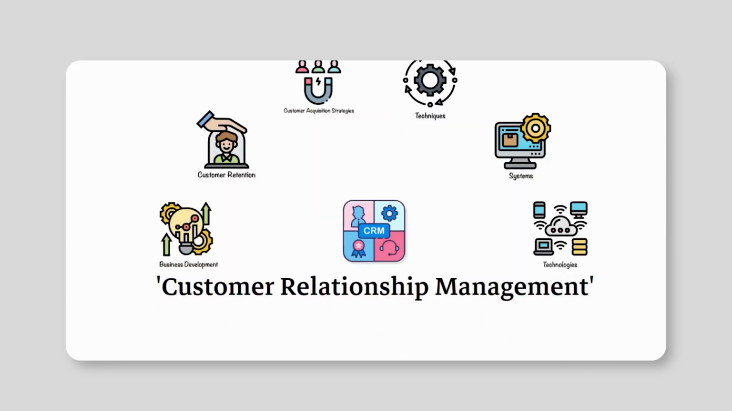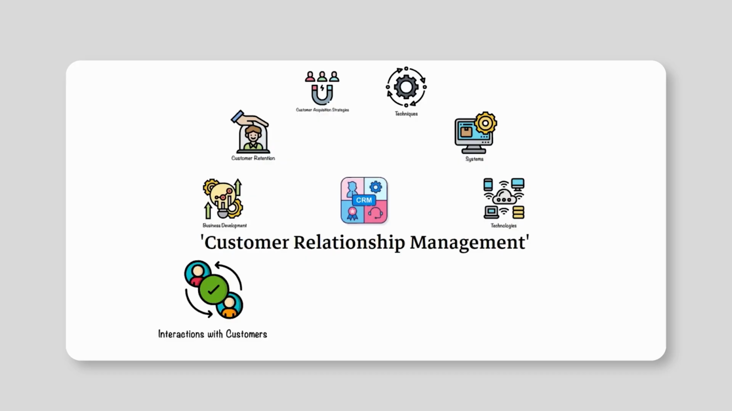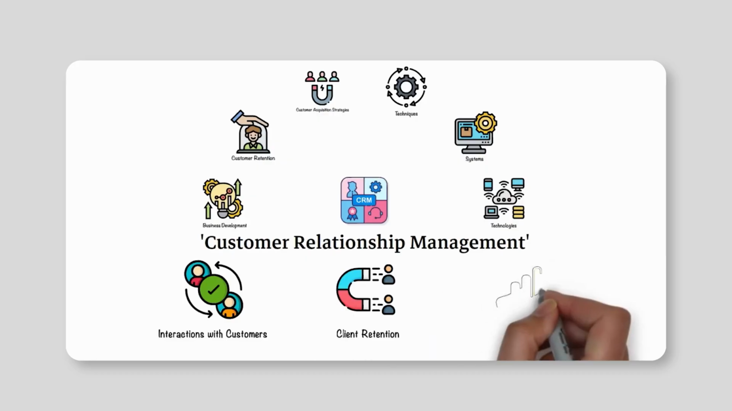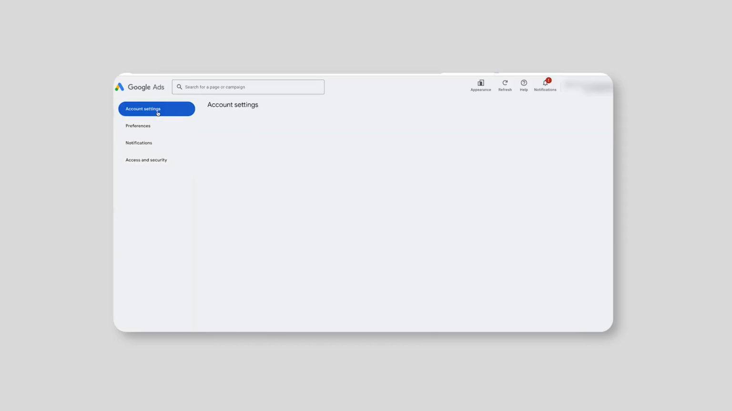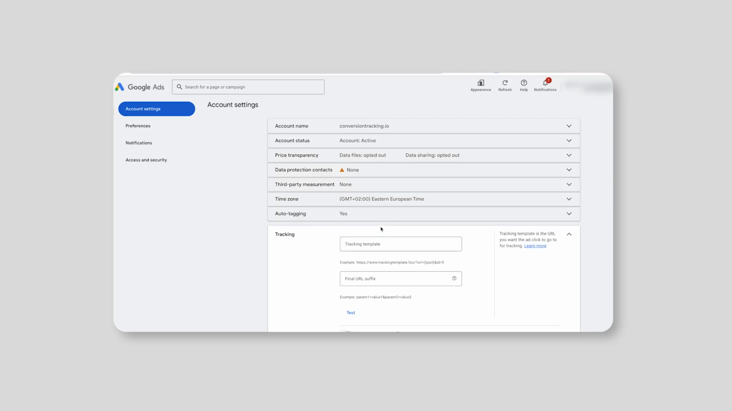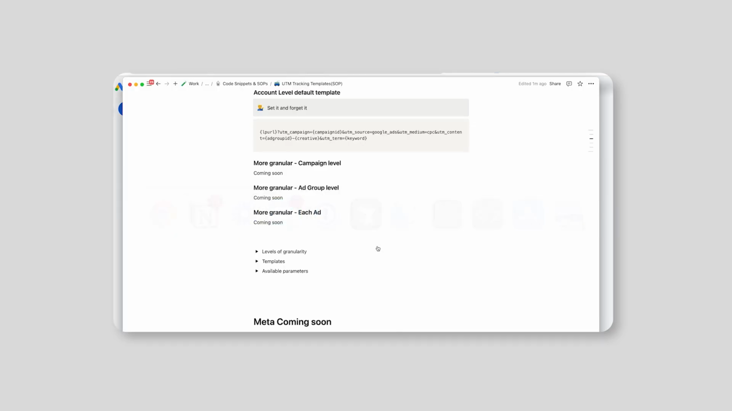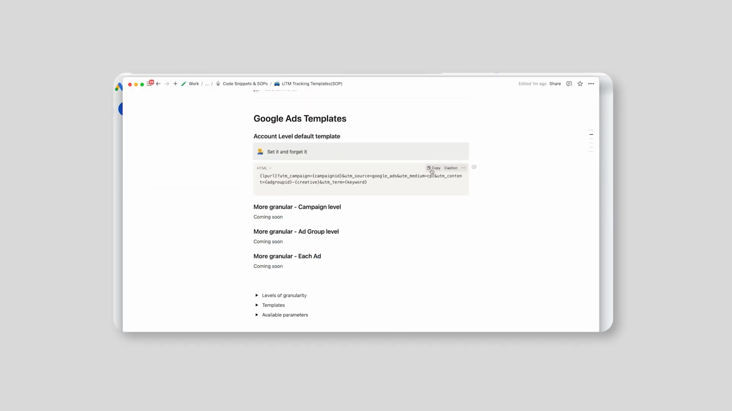A Google Ads dashboard shows one conversion, but a CRM shows the person behind that lead and, more importantly, whether they actually paid. By integrating ads with a CRM using UTM parameters, you can track which keyword produced real customers.